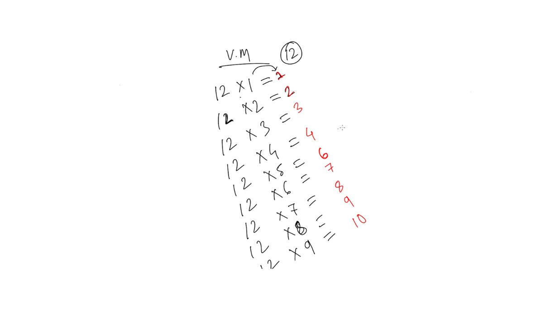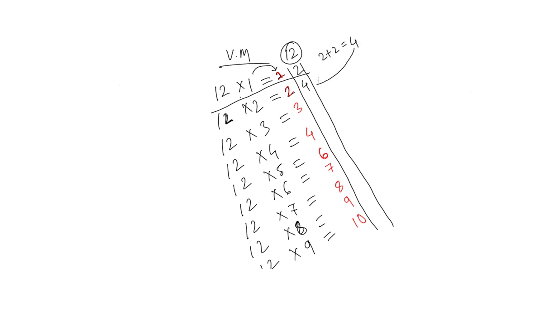Now I'm changing this color. This is the unit digit. We have to put the unit digit here. So 12 times 1 is 12. 12 times 2 is 24, and how is it 4? 2 plus 2 is 4, so put 4 here, and this process goes on.